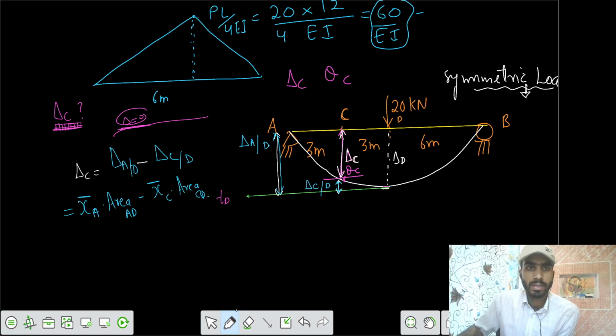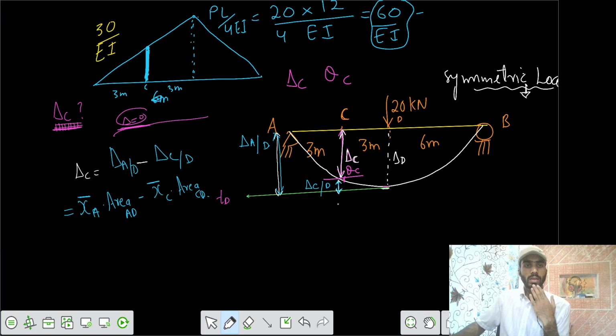So point C is somewhere here. This one is 3 meter, and this one is 3 meter. Can you get the value of M by EI here? What should be the value at that point? By similar triangles, for 6 meter it is 60 by EI, so for 3 meter it would be 30 by EI. Can we say that? So this is point A, point C, point D.